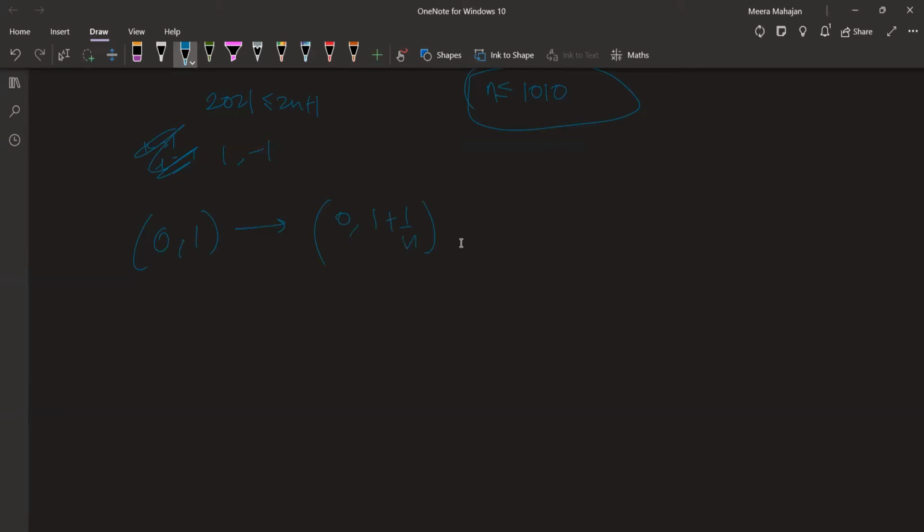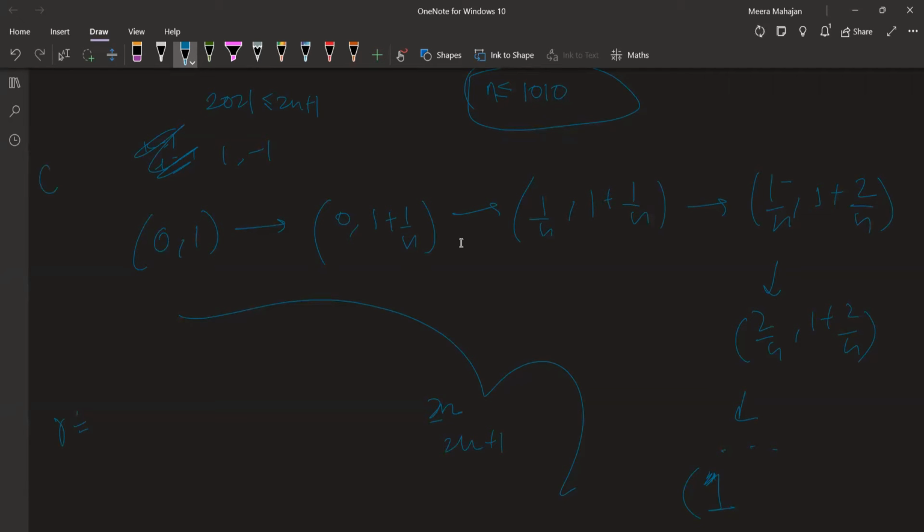0, 1 plus 1 over n. Then you go to 1 over n, 1 plus 1 over n. Then you go to 1 over n, 1 plus 2 over n. And then you go to 2 over n, 1 plus 2 over n, and so on. And you will reach 1, 1 in like 2n or 2n plus 1, whatever, these many moves. So is the proof clear to everybody?